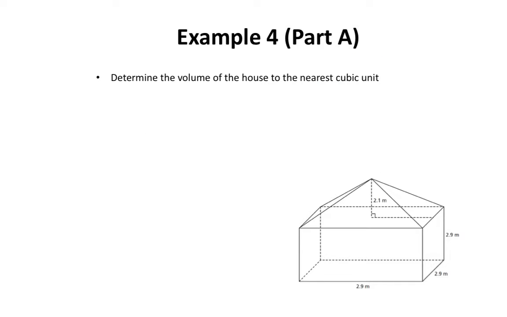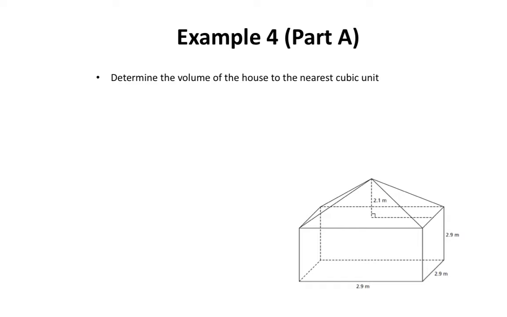In our last example, we want to determine the volume of a house to the nearest cubic unit. However, as you can see, we have a house which is made up of two three-dimensional shapes. We have what looks to be either a cube or a rectangular prism on the bottom and a square-based pyramid on the top. So that means we're going to have to use 2 steps to figure out this question. But let's start by writing the equations which we are going to be using.